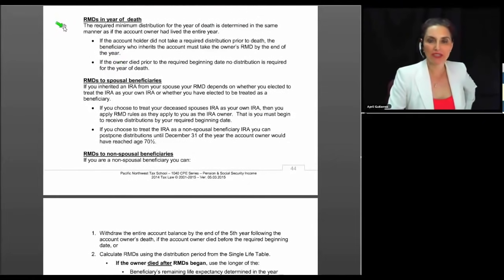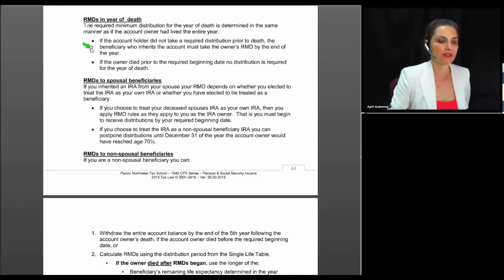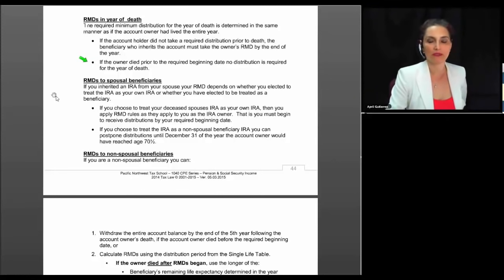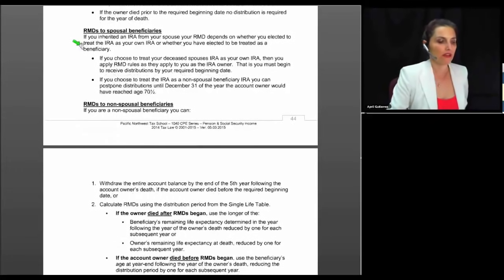Required minimum distributions in the year of death. The required minimum distribution for the year of death is determined in the same manner as if the account owner had lived all year. If the account owner did not take the required minimum distribution prior to death, the beneficiary who inherits the account must take the owner's RMD by the end of the year. If the owner died prior to the required beginning date, then no distribution is required for the year of death only.